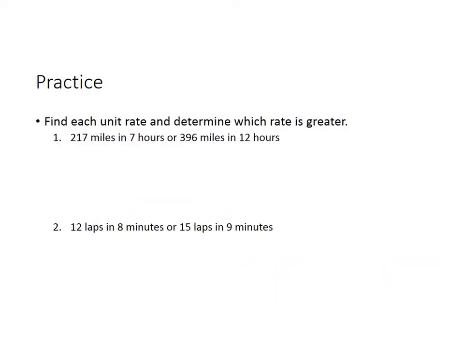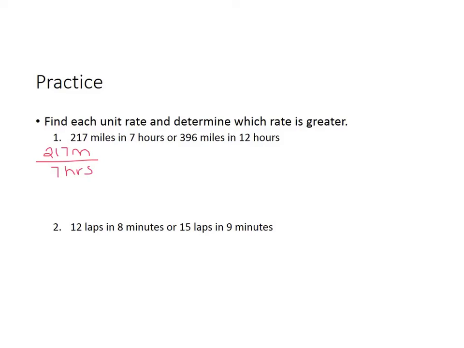Let's do some more practice. Let's find each unit rate and determine which rate is faster. We have, for number 1, 217 miles in 7 hours, or 396 miles in 12 hours. Well, let's practice this out. Write it out. We have 217 miles in 7 hours.